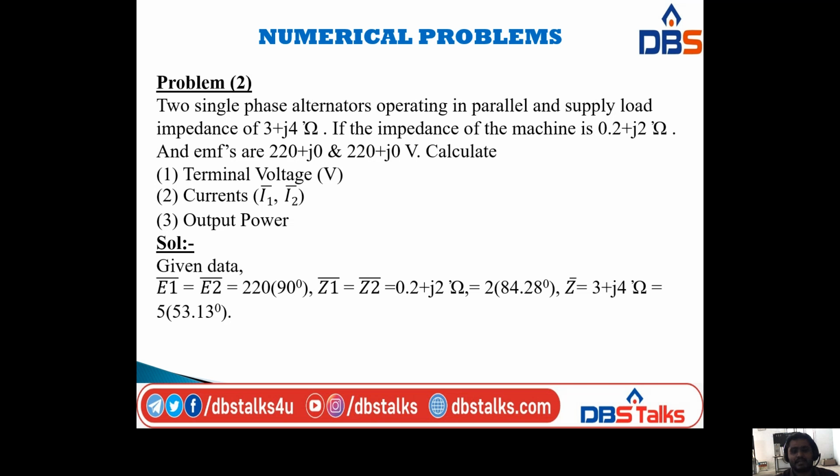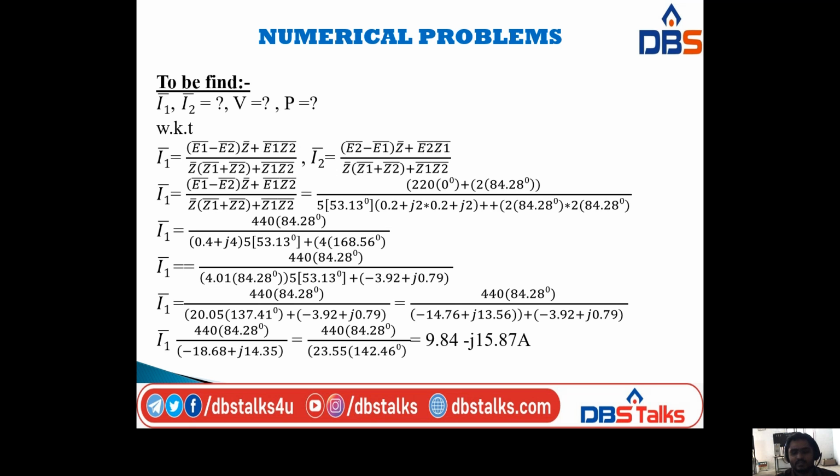So by using this data we have to calculate the V, I1, I2 and P. Similar to the previous one, we have to calculate the I1 and I2 values. From the parallel operation of the alternators, in that one we derived I1 and I2 values. Please take those formulas into this one to calculate the I1 and I2.